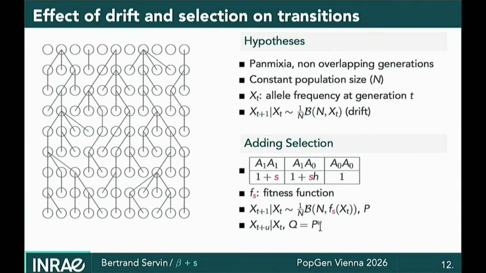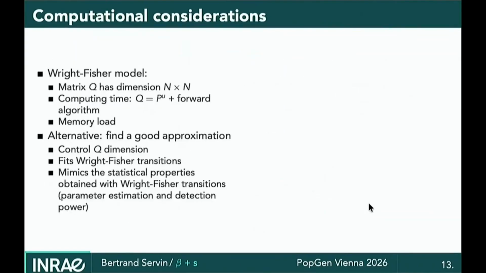Under a Wright-Fisher model, you can write these transitions. So you could say, okay, everything's fine, I can write the transition. Well, the problem is that this matrix Q has dimension the size of the population times the size of the population.